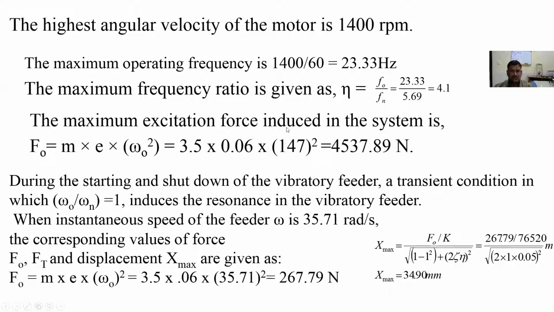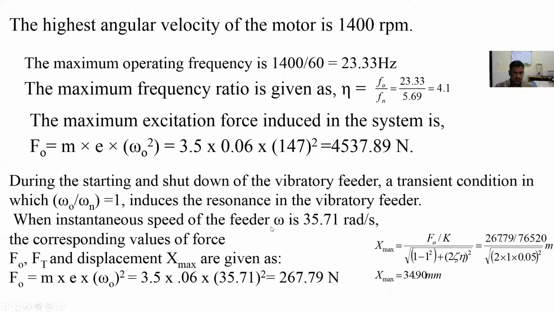The maximum excitation force induced in the system is the maximum force I can induce during starting and shutdown of the vibratory feeder, a transient condition in which omega by omega n will be equal to 1. It induces resonance in the vibratory feeder for a minute or even less than a second. Usually it occurs in every system, whether it's a tractor or a car. The higher the speed, the shorter the transient phase, so here it is usually less than 1 second.